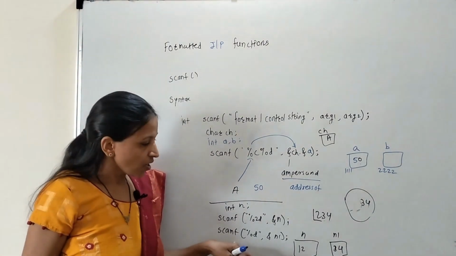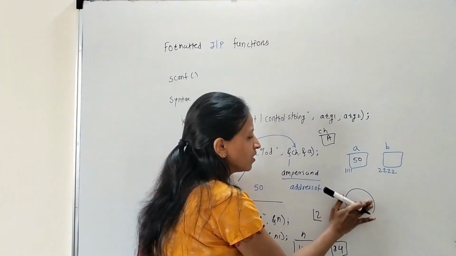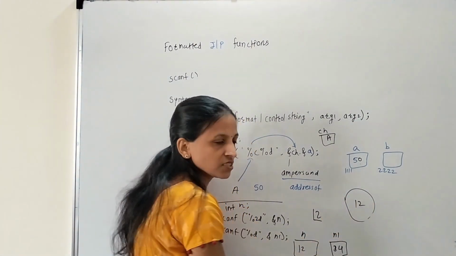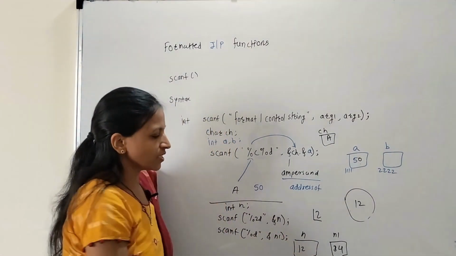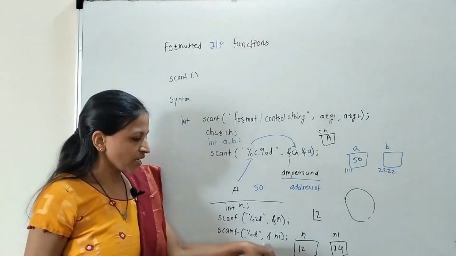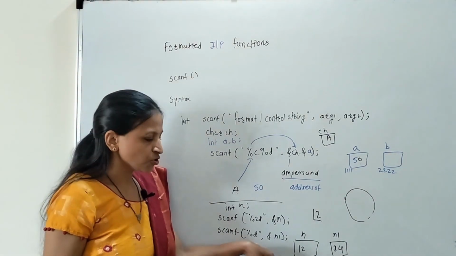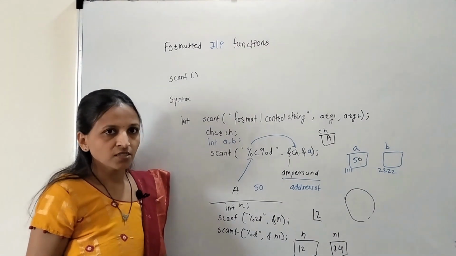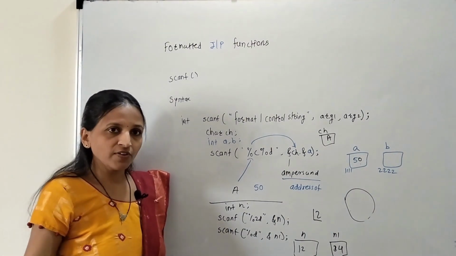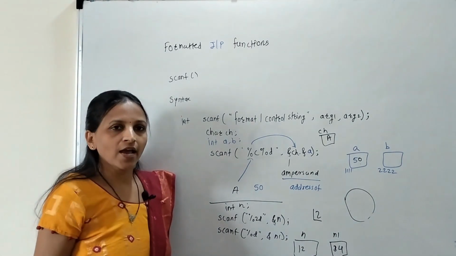Now suppose the user has entered only 12 initially, then no problem, the user will get a chance, because this 12 is inside the input buffer, will get stored inside n, and the input buffer is now empty. Then the user can enter one more value. For execution of this scanf, the processor will wait for the user to enter something again. In this way scanf will act.